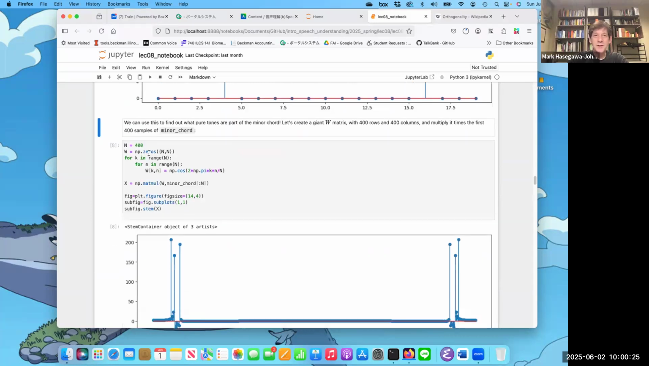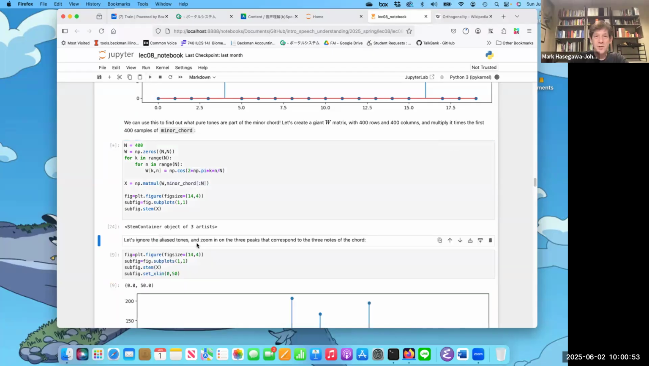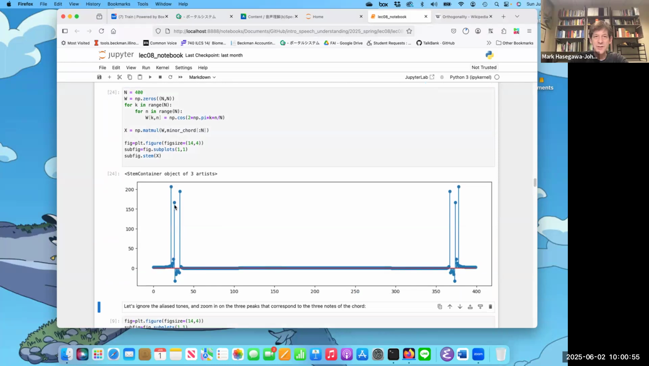And this is particularly interesting if I take a much longer signal, like 400 samples, and create a 400 by 400 matrix W, using exactly the same formula as before. W of k comma n is equal to the cosine of 2 times pi times k times little n over capital N. And then I'll take my minor chord and multiply it by capital W. And when I do that, I get the plot that's shown below. Here is the A note, the C note, and the E note, right?